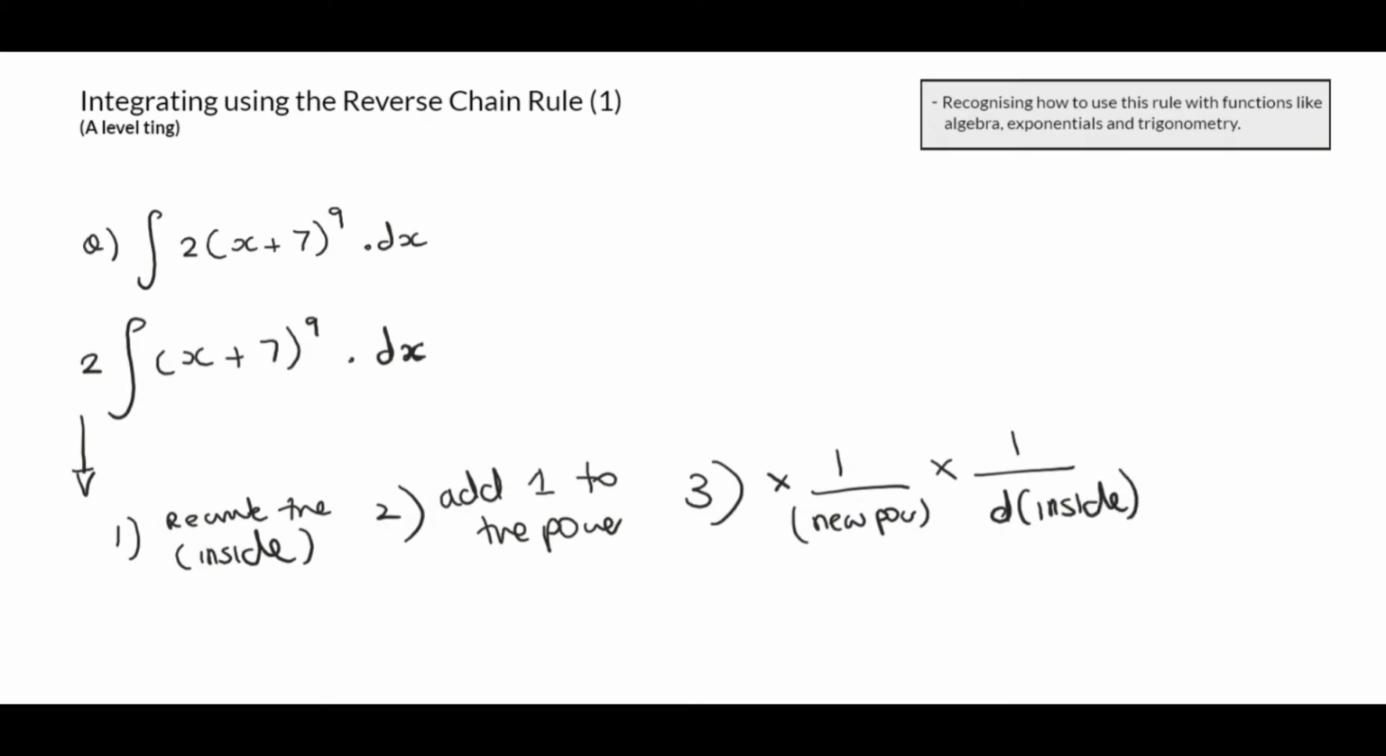You understand? So remember, step number 1. So this 2, don't care about the 2. I'm going to leave it on the outside. Cool. Now let's jump into this. So step number 1 is telling me rewrite the inside. So remember, this is the inside. x plus 7 is the inside. So I'm going to write down x plus 7.